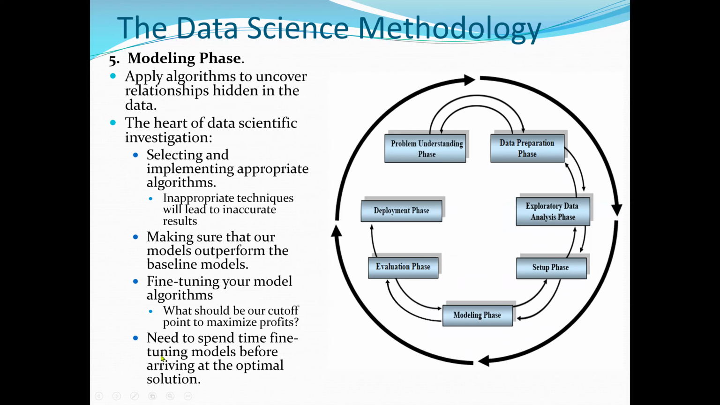Then the fifth phase is called the modeling phase. This is where we are going to apply our algorithm to uncover the relationship hidden in the data. So for example, if we are doing classification, this is where we apply our classification algorithm to the data that has already been processed or prepared. So here we need to select and implement the appropriate algorithms based on the task that we want to achieve. For example, we have 3 major tasks, which are classification, clustering, and association.